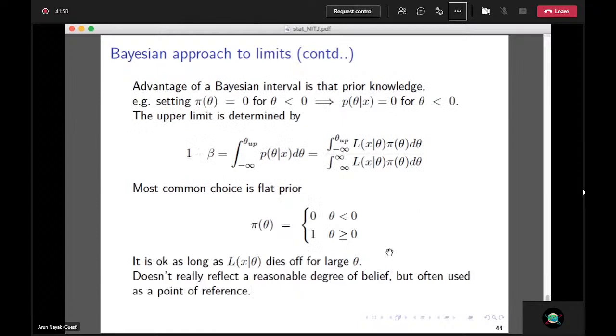So the advantage is that it can incorporate our prior knowledge. For example, if something is positive, then we can set pi of theta to be 0 for theta less than 0. That makes the posterior PDF 0 for theta less than 0. So then the upper limit will simply be, if we write 1 minus beta, equal to the integral of p of theta given x d theta, as I am showing on the board.